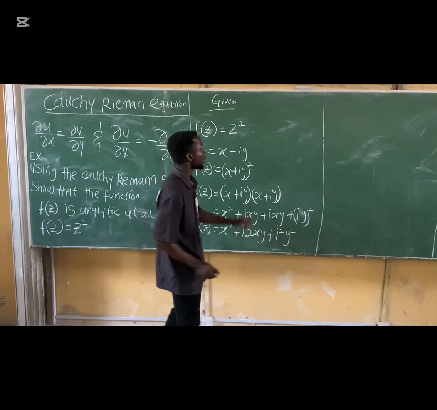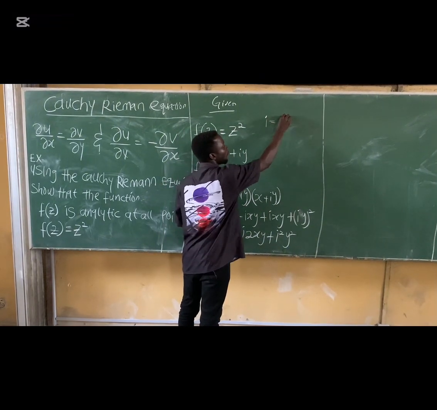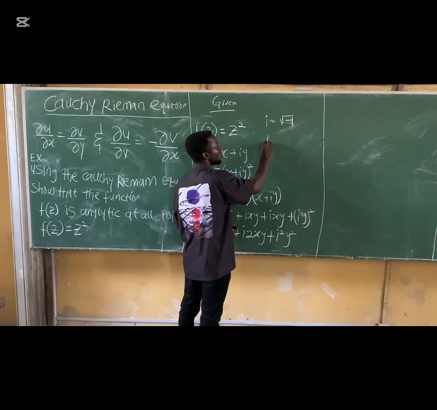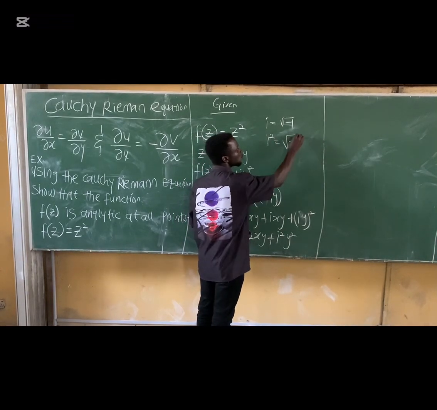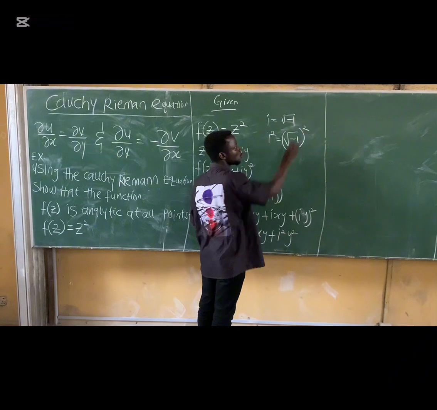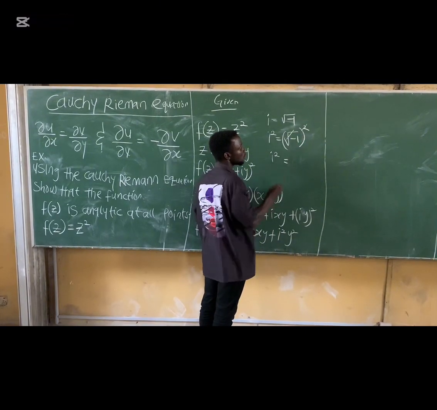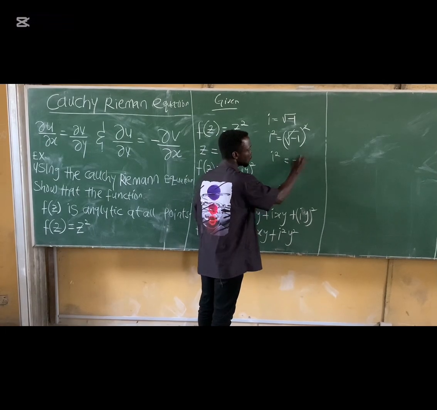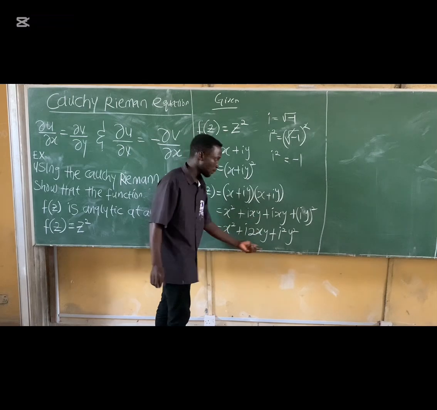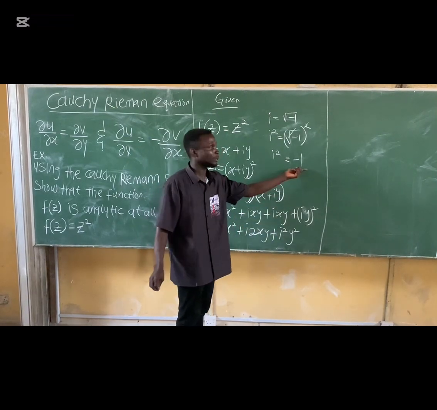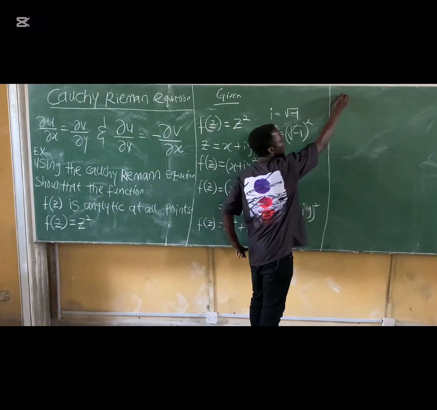Now let's go again. Remember we said that i is equal to the root of minus 1. So therefore, i squared will be equal to the root of minus 1 all squared. The square will cancel the square root, and we are left with minus 1. So therefore, i squared is equal to minus 1. So in place of i squared, we're going to replace it with minus 1.